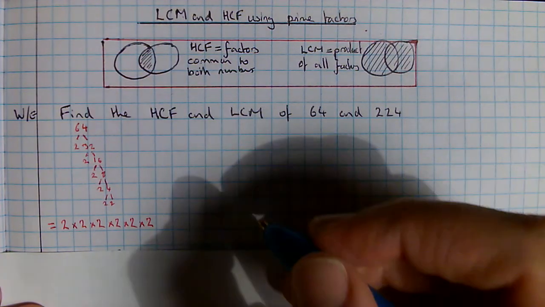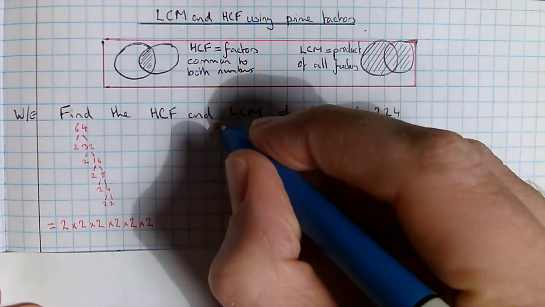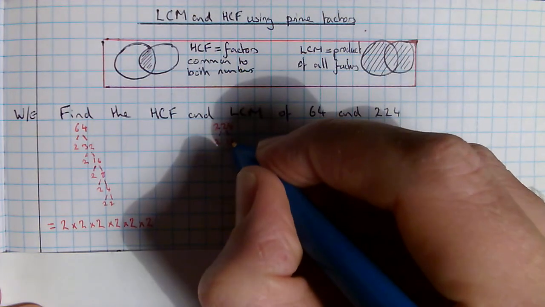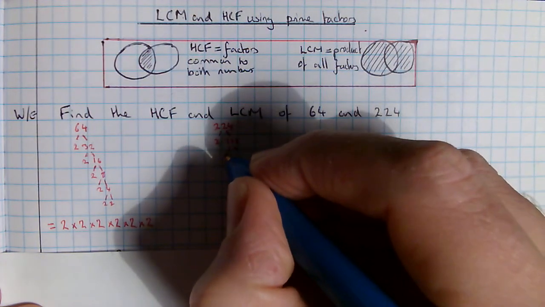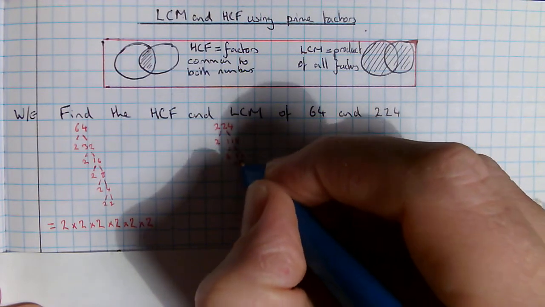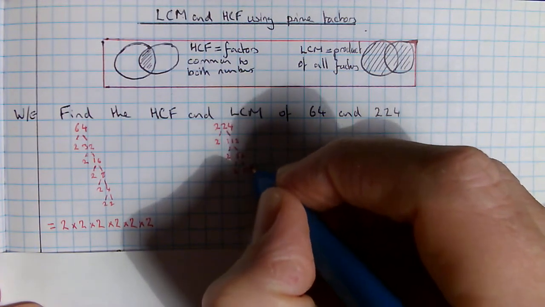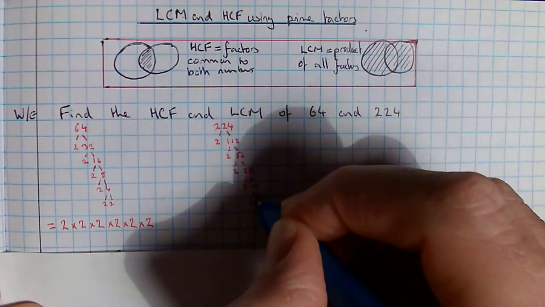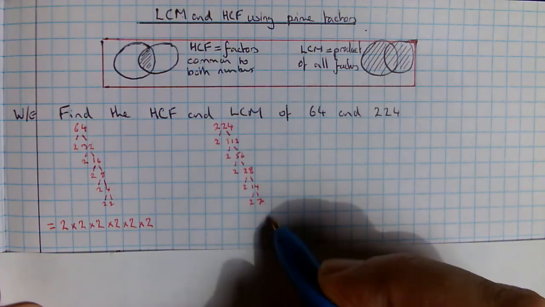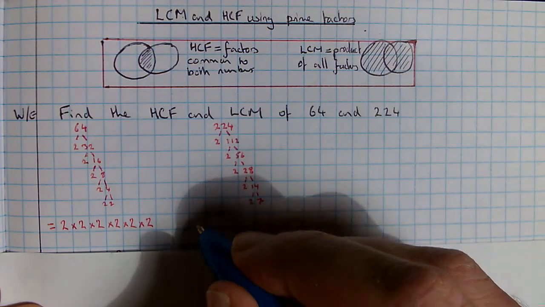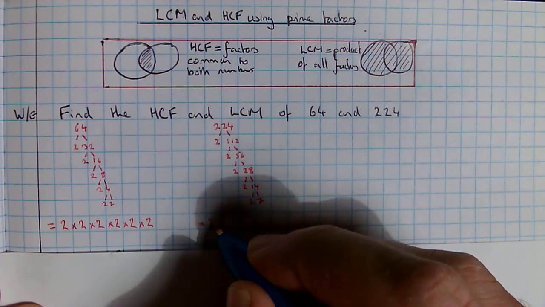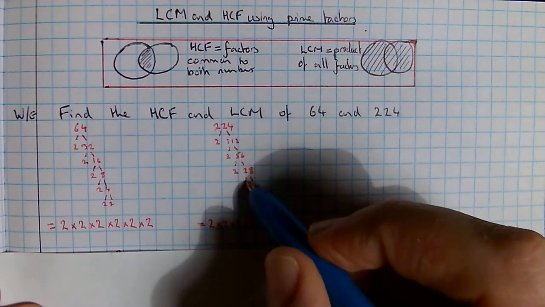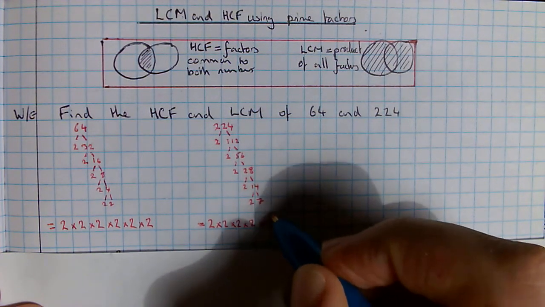We're now going to do the same thing for 224. So I'm going to write out 224 here. 2 goes into it 112 times. 2 goes into 112 56 times. 2 goes into 56 28 times. 2 goes into 28 14 times. 2 goes into 14 7 times. And 7 is prime, so I'm going to stop there. So 224 equals 2 times 2 times 2 times 2, 1 2 3 4 5, times 7.